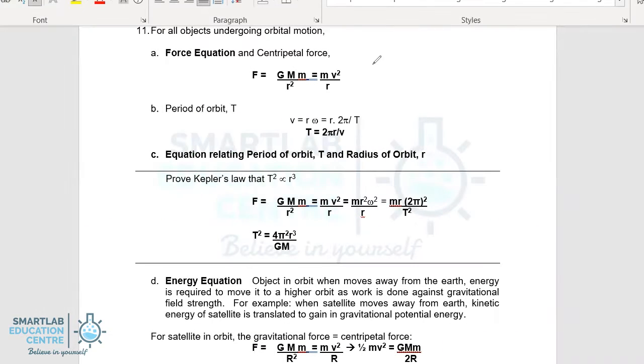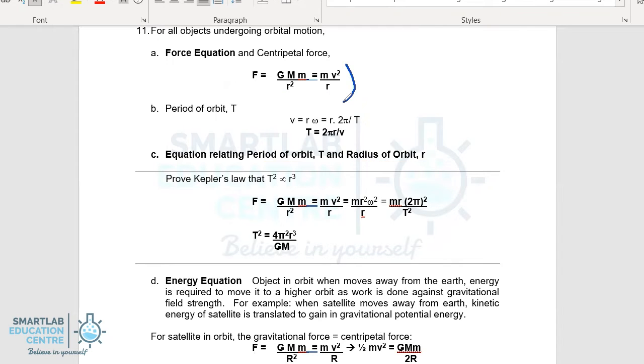So for objects undergoing orbital motion, we know that the gravitational force is a centripetal force. So that is equal to mv squared over r. And by using this expression, we could actually derive that T squared, where T is the period of the orbit, is directly proportional to the radius of the orbit R cubed.